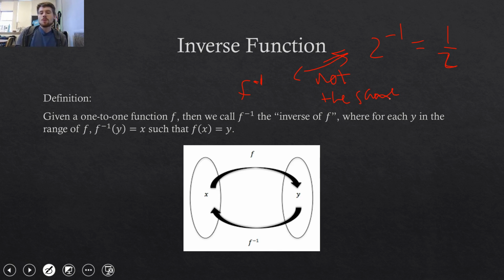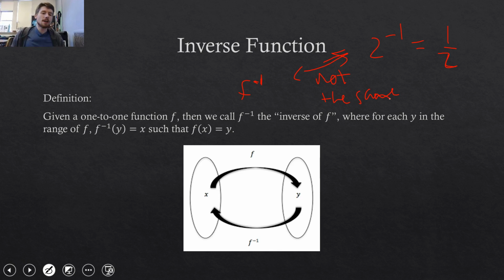The inverse of f is where, for each y in the range of f, f inverse of y, the inverse function on y, gives you x, the x where f of x equals y. All right, let's try to say that one more time. Starting with the one-to-one function f, we're going to call f inverse, the inverse of f, where for each y in the range of f, you apply the inverse function on y, and that's going to give you the x value where if you plugged x into f, you get y.